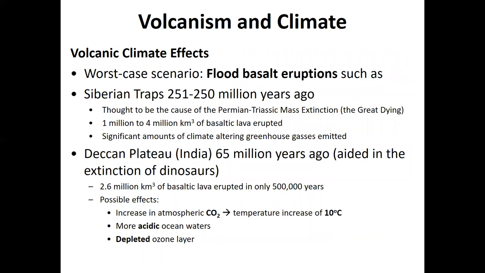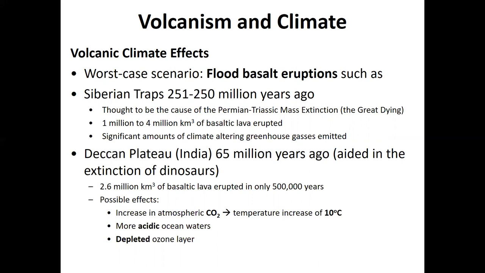So the worst case scenario, which has happened, is the flood basalt eruptions, such as what occurred in the Siberian Traps 251 to 250 million years ago. And these large volcanic eruptions, which we talked about when we covered volcanism, pumped out so much carbon dioxide that they caused significant warming of the climate and are thought to be the cause of the Permian-Triassic mass extinction, known as the Great Dying by paleontologists.